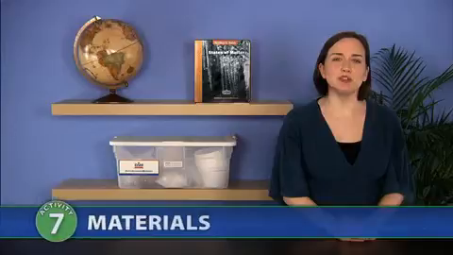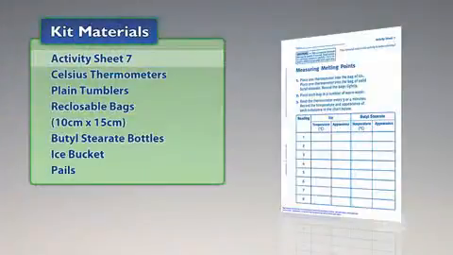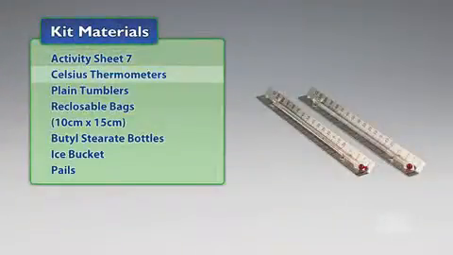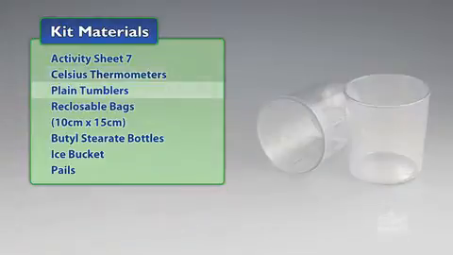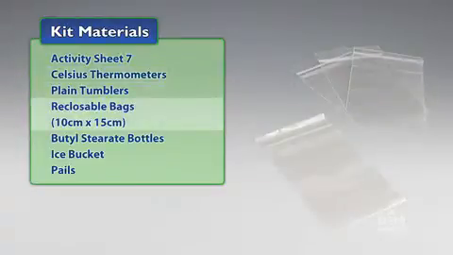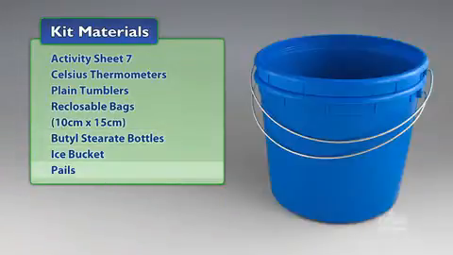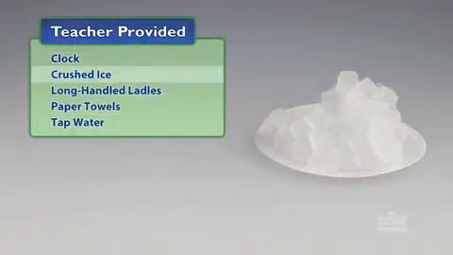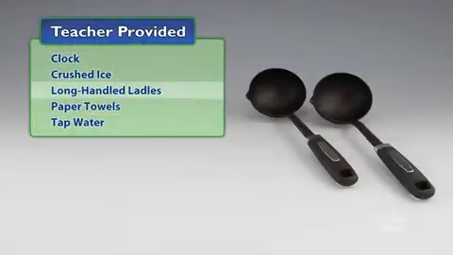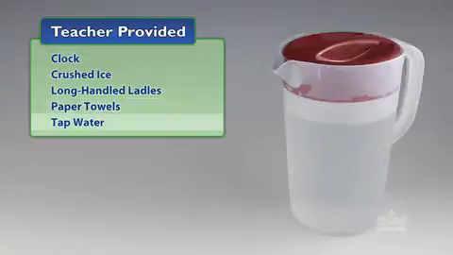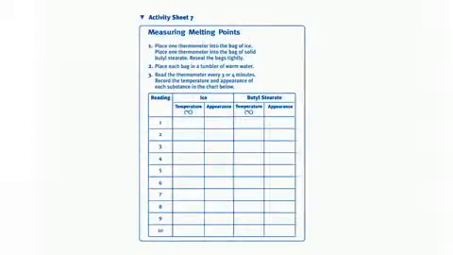You will need the following materials from the kit: Activity Sheet 7, Celsius thermometers, plain tumblers, reclosable bags 10 centimeters by 15 centimeters, butyl stearate bottles, ice bucket, and pails. You will also need to provide a clock, crushed ice, long-handled ladles, paper towels, and tap water. To prepare for the activity, make a copy of Activity Sheet 7 for each student.